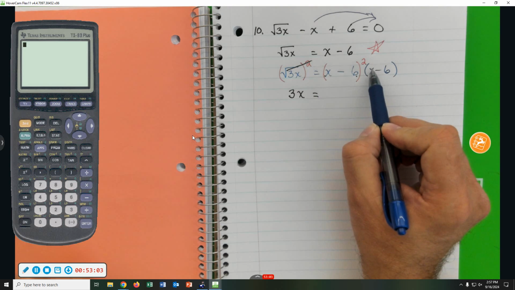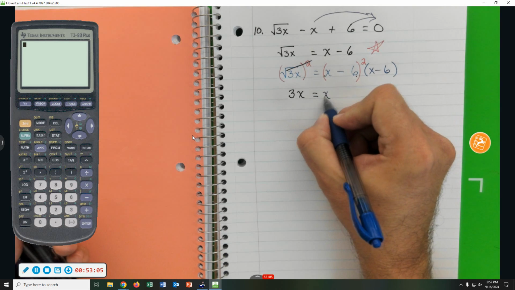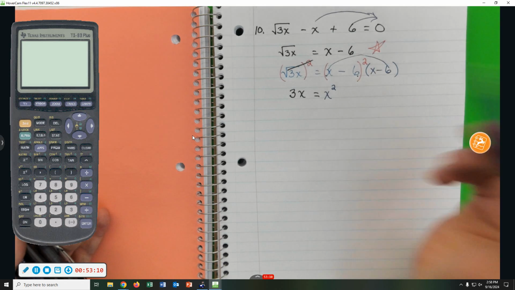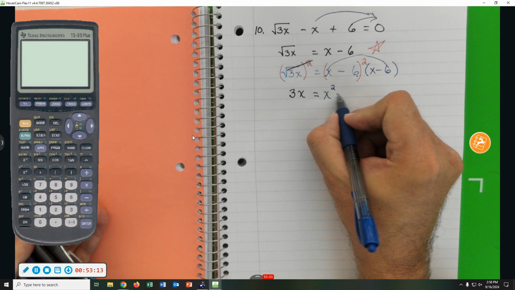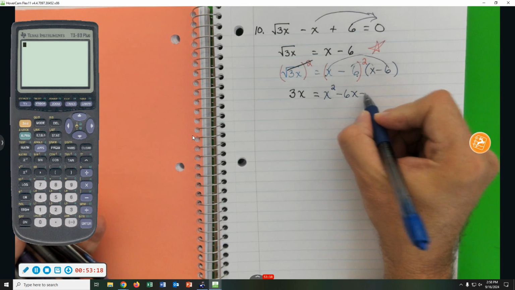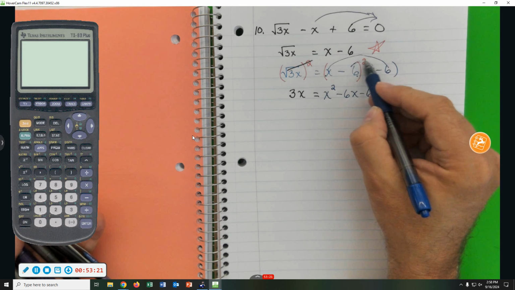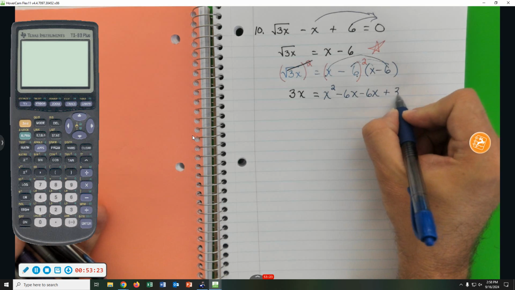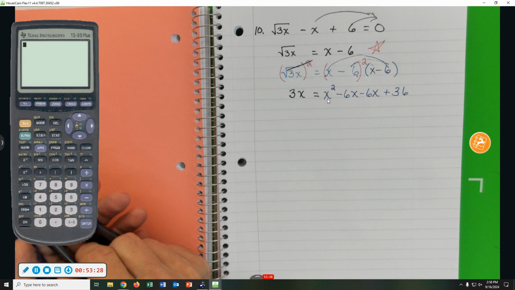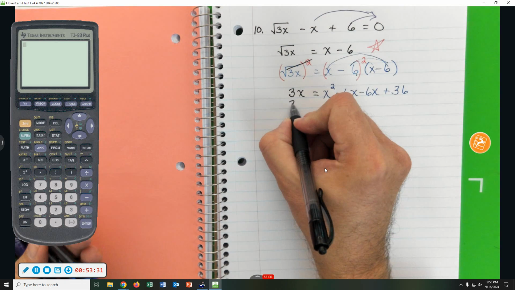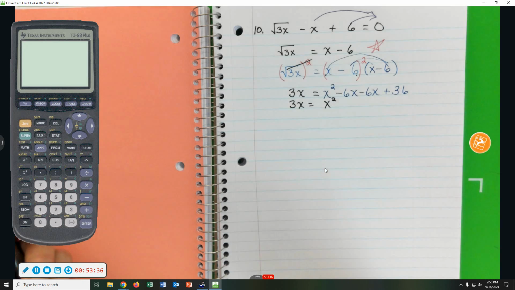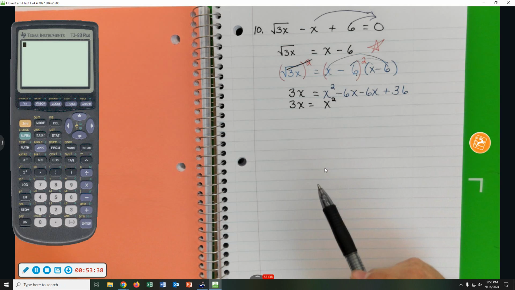What would we have? We'd have an x squared. That's first. What's next? Outer, minus 6x. Inner, another minus 6x. And last, positive 36. Notice we have a quadratic equation. There's that x squared, so we're going to need 0 on one side. Which side are we going to get 0 on? The left side.